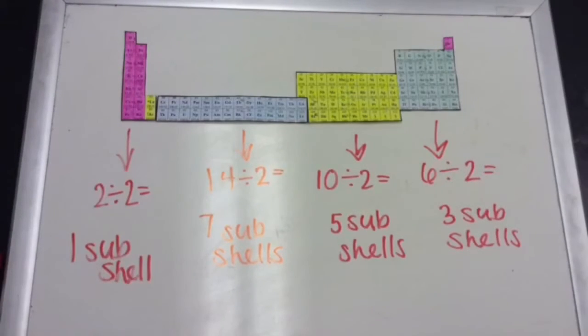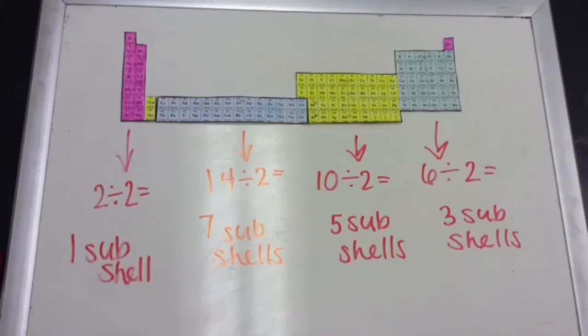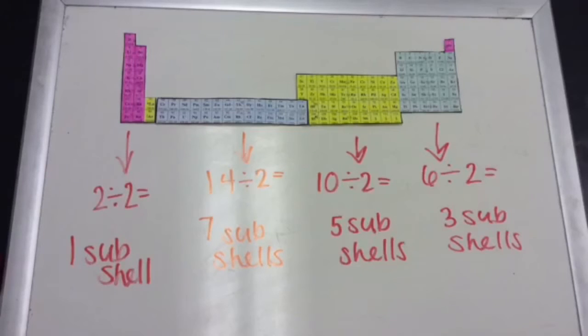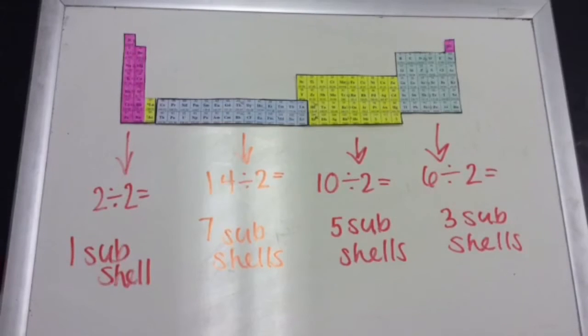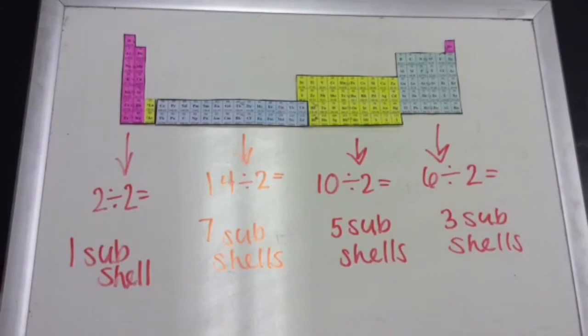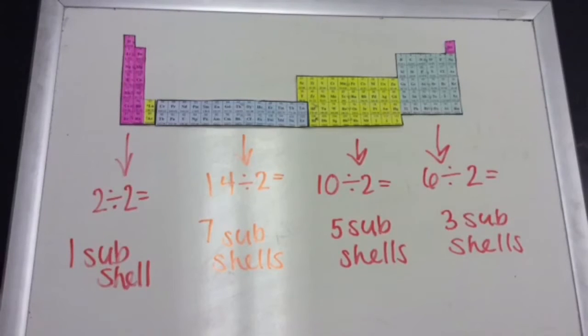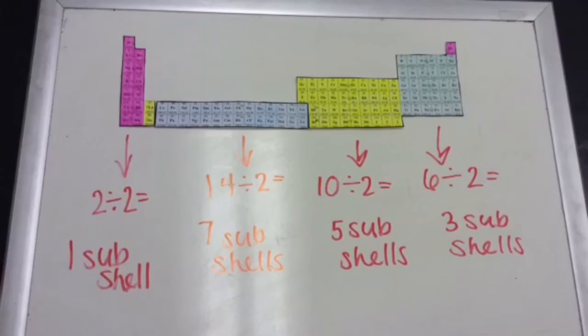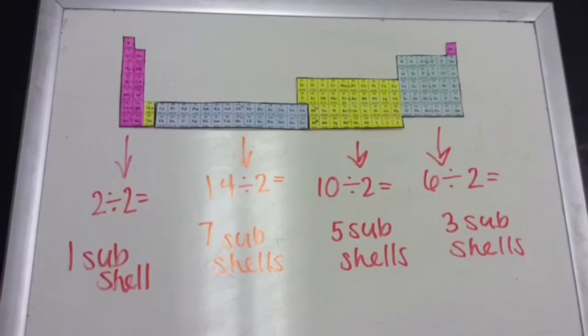If we take a look at each block again, for example, the S block, we see that there are 2 groups. We divide this by 2 and we get 1. That means that there is 1 subshell. When we divide the number of groups in the D block by 2, we get 5, so there are 5 subshells in the D block. When we divide the F block by 2, we find out that there are 7 subshells here. Lastly, there are 3 subshells in the P block.